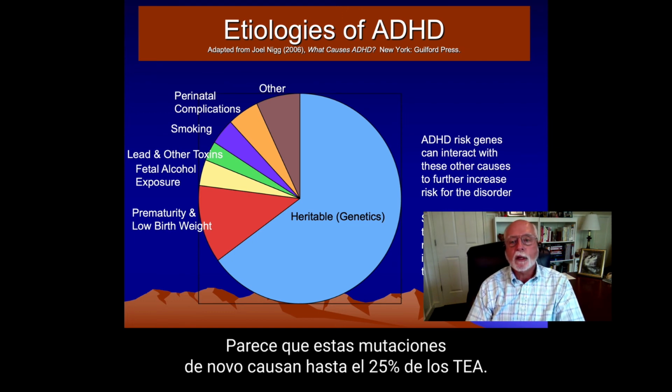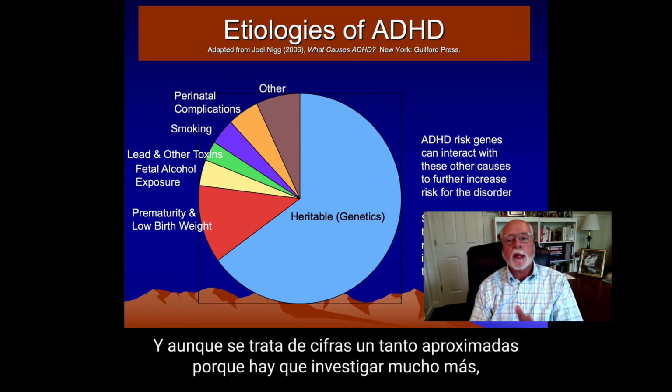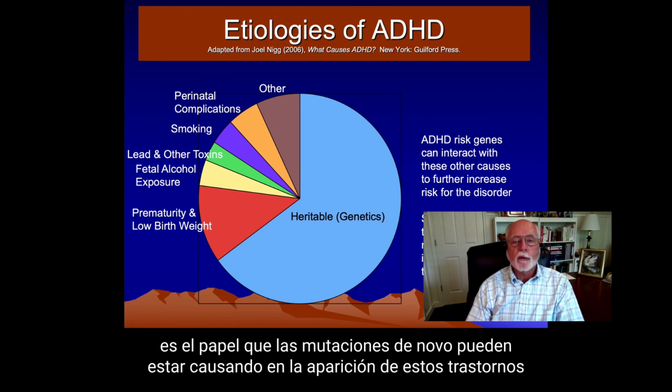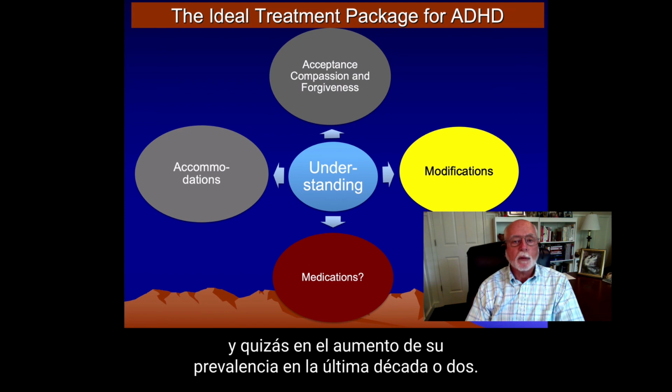These de novo mutations are thought to cause up to 25% of ASD in children. That is about 10% in terms of how much ADHD such de novo mutations are likely contributing to. And while these are somewhat speculative figures I'm giving you because we need to do much more research, one of the exciting areas in both disorders is the role that these de novo or new mutations may be causing in creating these disorders and possibly in increasing their prevalence over the last decade or two.